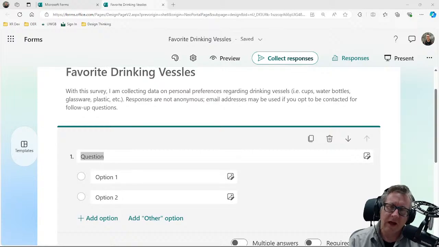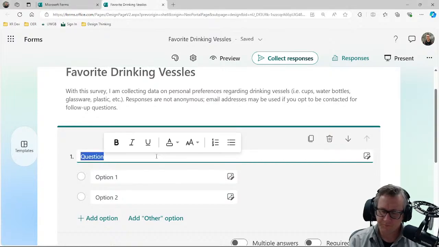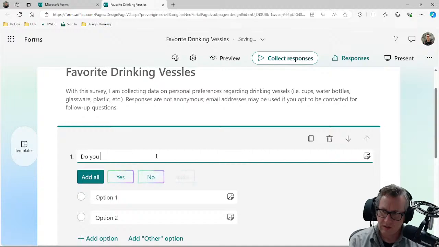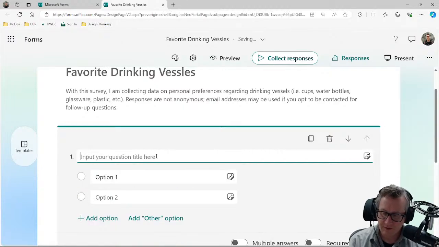Okay, so a good idea is to start with demographics, and so think about some more quantitative data. Start to categorize your information. Start off there so it makes it a little bit easier in the long run. So let's say, what type of container do you use to drink from?